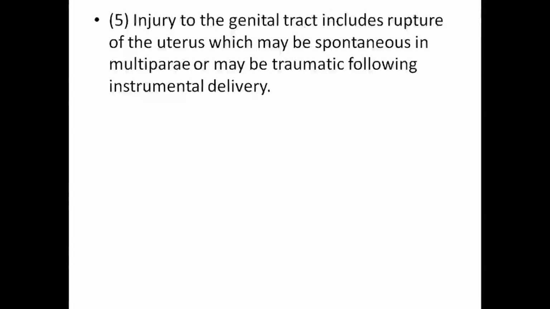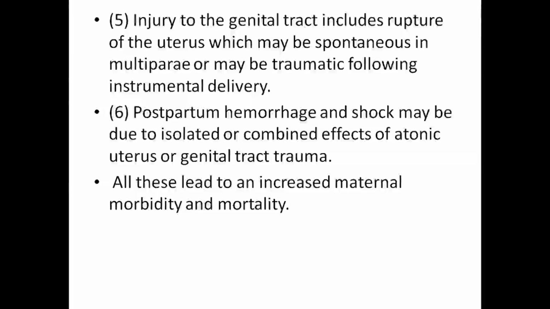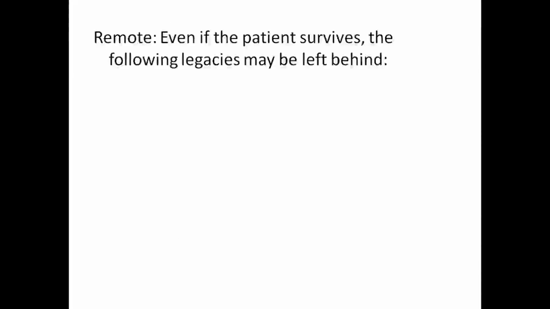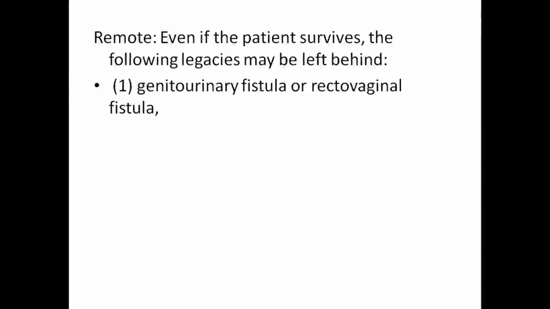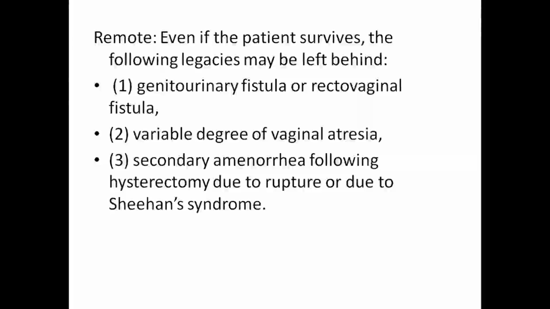Injury to the genital tract includes rupture of the uterus, which may be spontaneous in multipara or may be traumatic following instrumental delivery. Postpartum hemorrhage and shock may be due to isolated or combined effect of atonic uterus or genital tract trauma. All these lead to increased maternal morbidity and mortality. The deaths are due to rupture of uterus, shock, and sepsis with metabolic changes. Remote complications: even if the patient survives, the following legacies may be left behind, like genitourinary fistula or rectovaginal fistula, variable degree of vaginal atresia, secondary amenorrhea following hysterectomy or due to rupture or due to Sheehan syndrome.